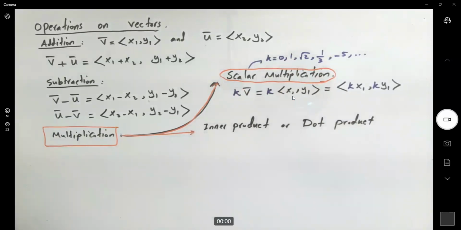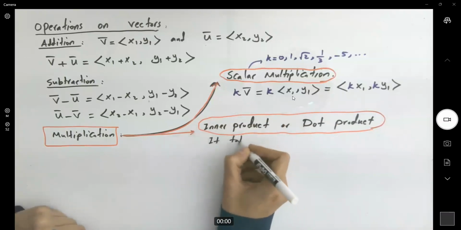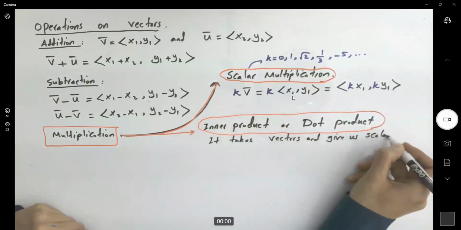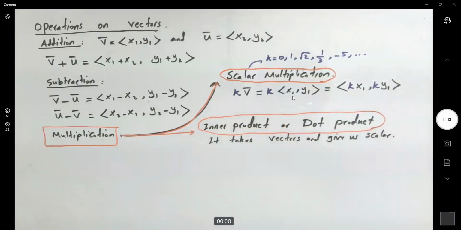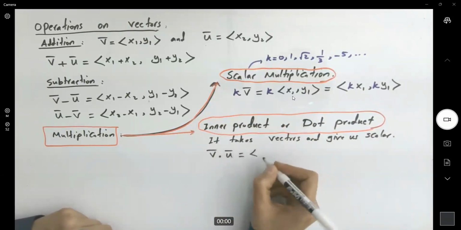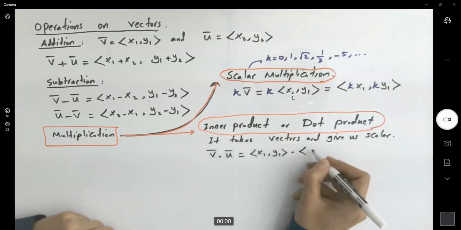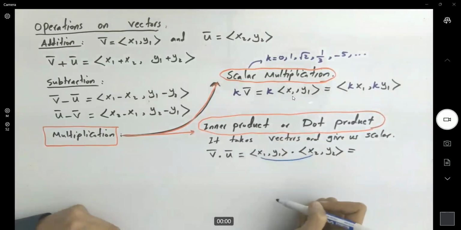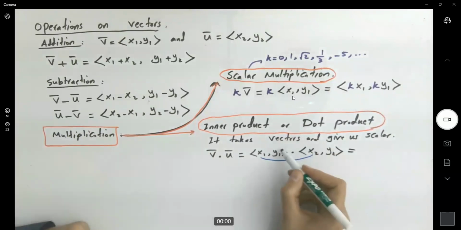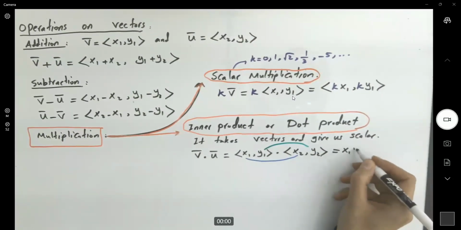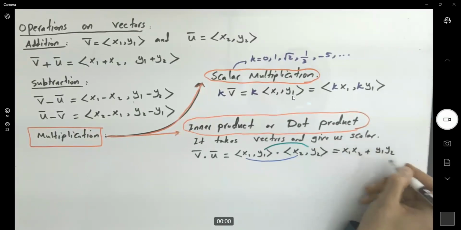Well, what is this guy? What does it do? It takes two vectors and gives you a scalar, a number. So do I have a formula for that? Yes, of course. Why not? The dot product between v and u is defined as, you write down first vector, x1, y1. You write down the second vector, x2, y2. You're multiplying the first components, x1 times x2, plus y1 times y2. This is the final answer.